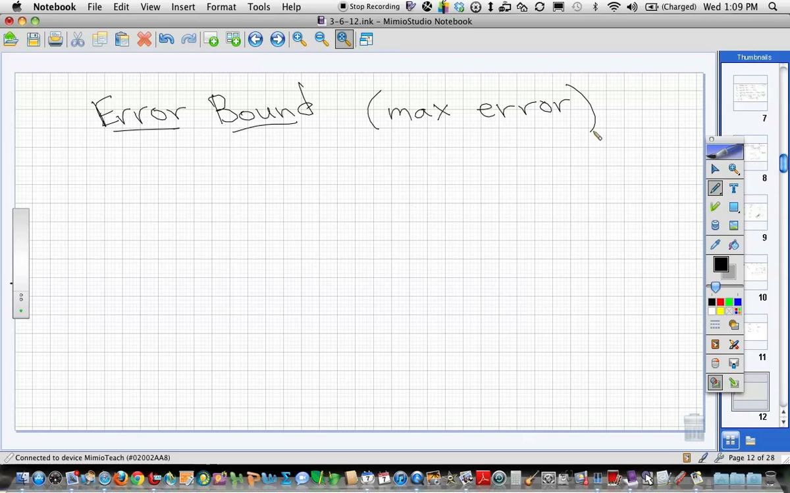Now, the way that's usually going to be written is using an absolute value. Let me change that n to say a 10.